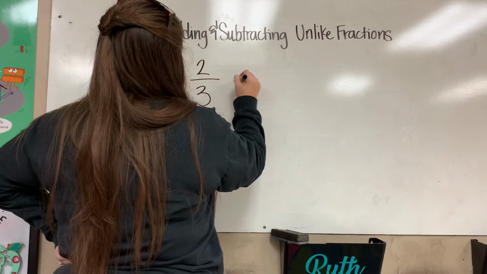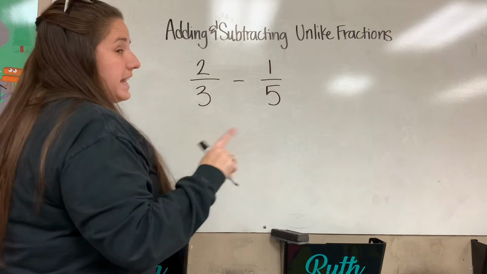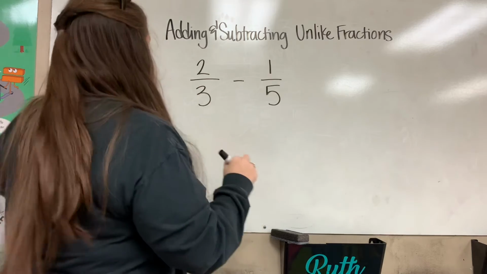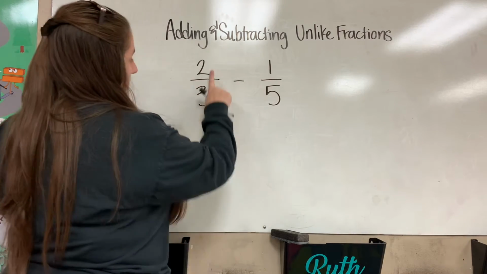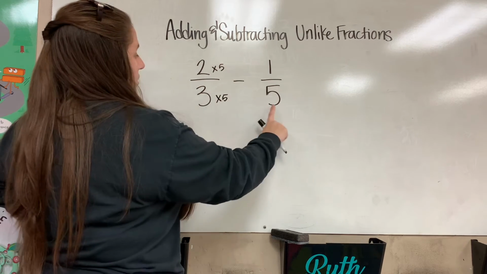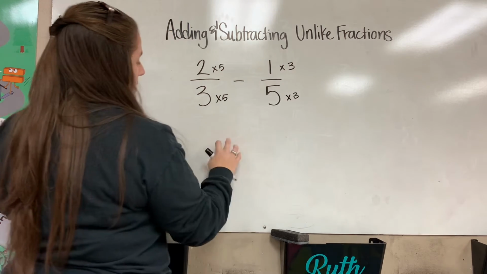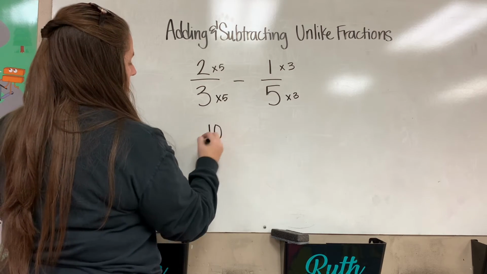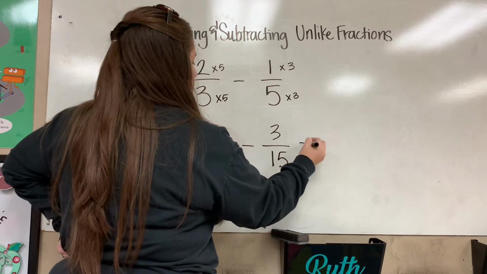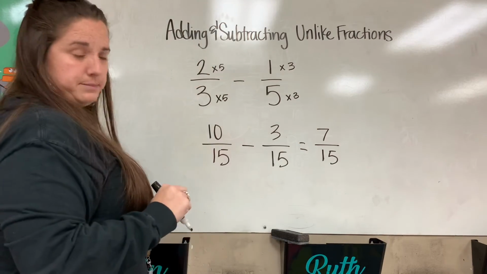So another example could be 2/3 minus 1/5. This is adding and subtracting only. We do something completely different for multiplying and dividing. So, my way, I'm going to multiply both of these by my opposite denominator, which is 5. And then I'm going to multiply these by my opposite denominator, which is 3. And then I write my two new fractions down here. So that's going to be 10/15 minus 3/15. And 10 minus 3 is 7, and you keep your denominator.